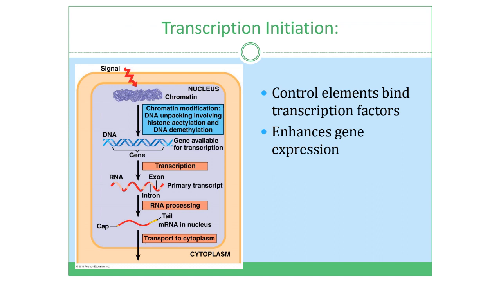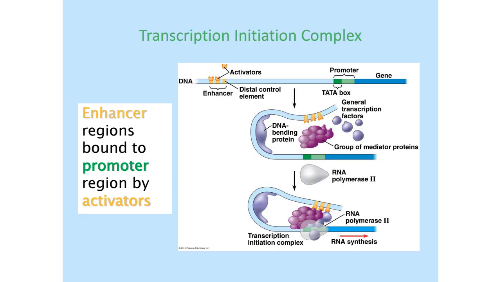So let's take a look at our next opportunity for regulating gene expression. And that's going to be initiation of transcription. And so how do we initiate the transcription of certain genes in some cell types and not others, and also in different amounts? The more mRNA that you make, the more protein you'll get. And so we're going to take a look at control elements, which are regions of the DNA that interact with transcription factors and how they enhance gene expression.